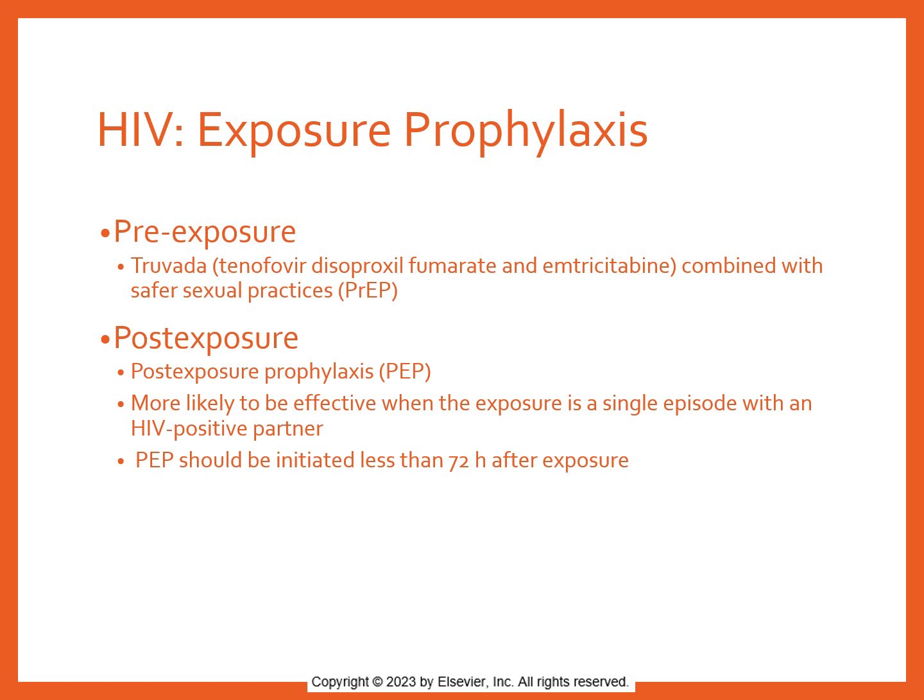Research has also found that post-exposure prophylaxis, or PEP, is most likely to be effective when the exposure is a single episode, such as unprotected sex with an HIV-positive partner, and the PEP is initiated less than 72 hours after exposure. PEP is not appropriate for cases of multiple unprotected sexual exposures or frequent IDUs.